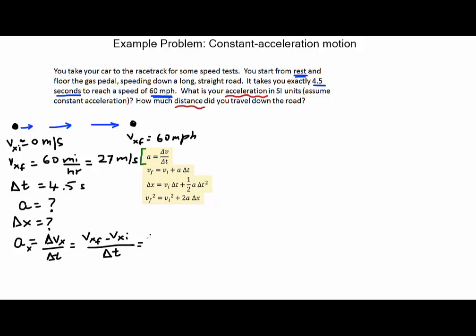I've got Vxf of 27, Vxi of 0, delta t of 4.5. And since the velocity is in meters per second and the time is in seconds, this will give me an acceleration in meters per second squared, and your calculator will tell you that that's simply 6.0 meters per second squared.